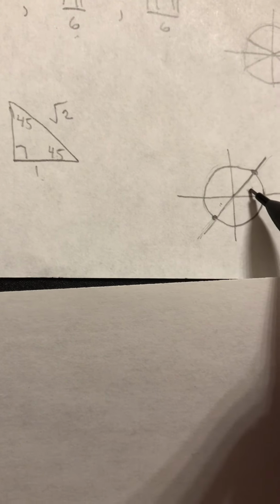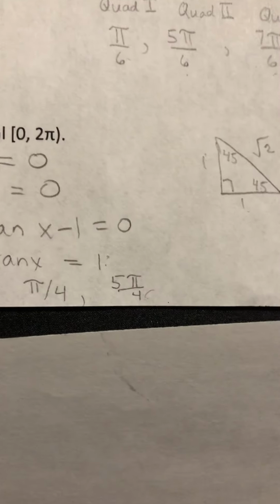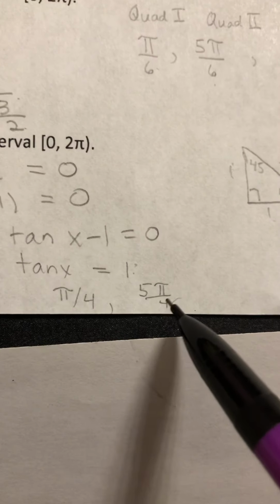So just take the pi over 4 and add pi, which is 4 pi over 4, and you get 5 pi over 4. And that's the only other one you can get in this interval.